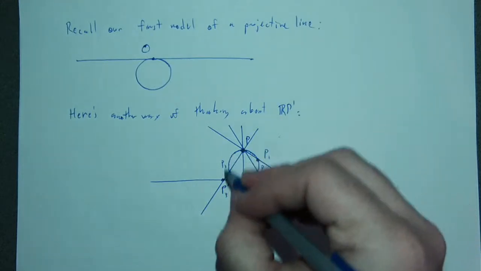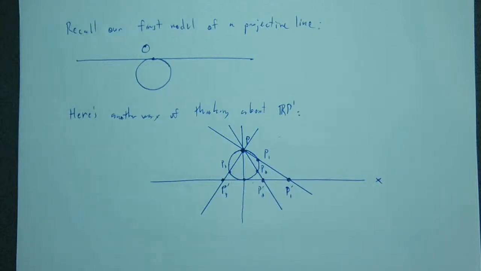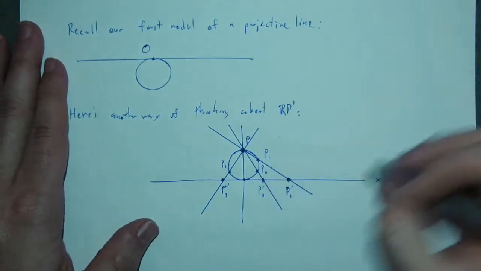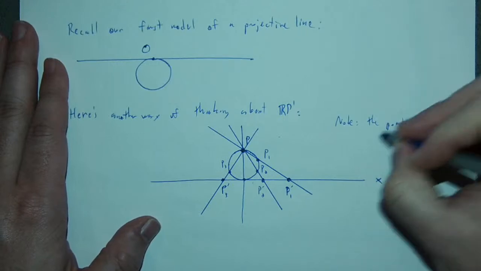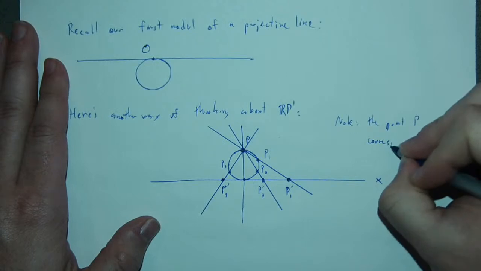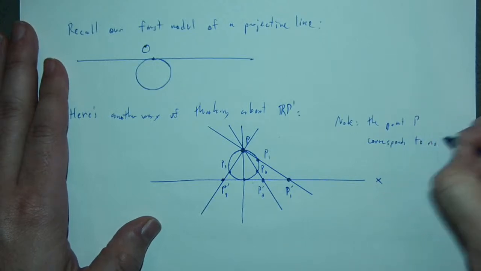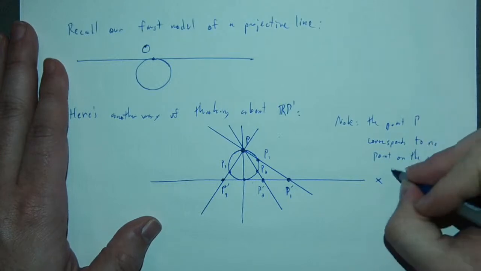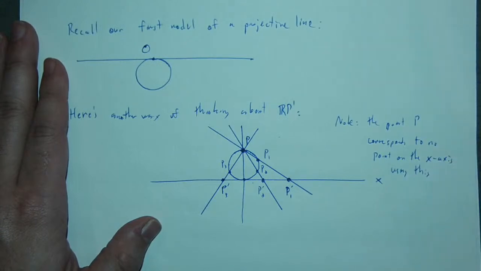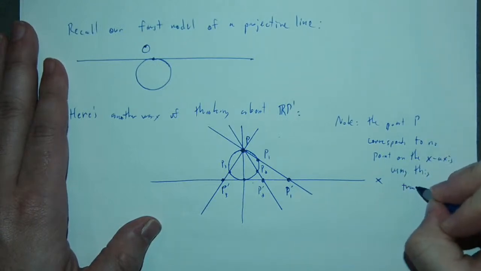Every single point on this circle corresponds to some point on the x-axis, except one. There's a point on this circle that doesn't correspond to any point on the x-axis. Note, the point P corresponds to no point on the x-axis using this map, or using this transformation, we'll say.